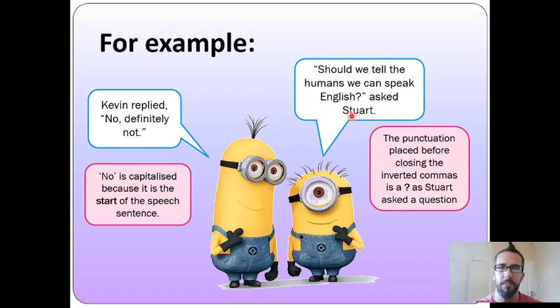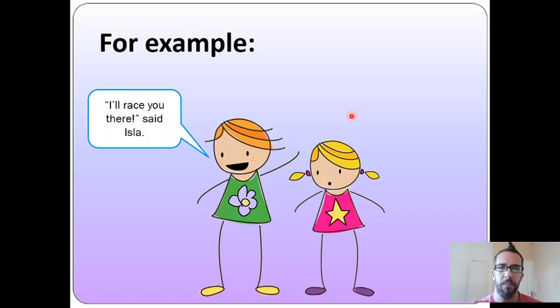All right. So look at another example here. "I'll race you there!" said Isla. Okay, so immediately the first word that Isla says is I. So that gets a capital letter. She's shouting this out. She's exclaiming it. So it gets an exclamation mark. She's saying, I'll race you there.